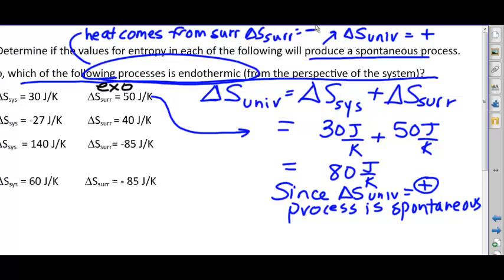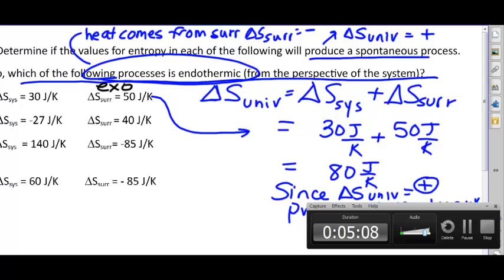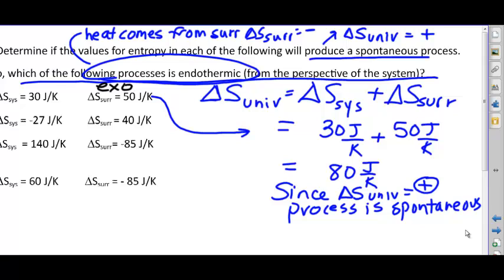All right, go ahead and finish B, C, and D right now. Is B spontaneous? Yes. Yes, because delta S of the universe would be positive. Is it endo or exo? It's exo because delta S of the surroundings is positive. So it's spontaneous and exothermic.